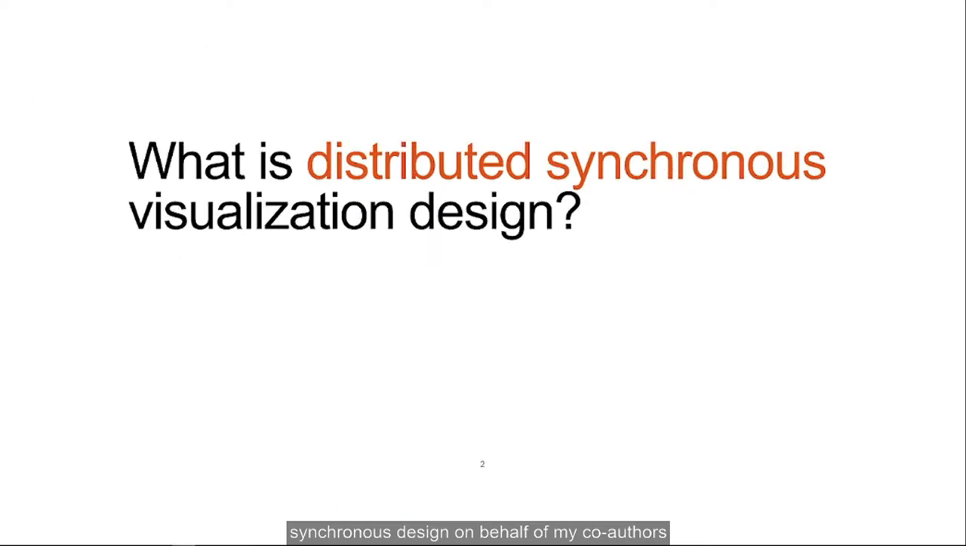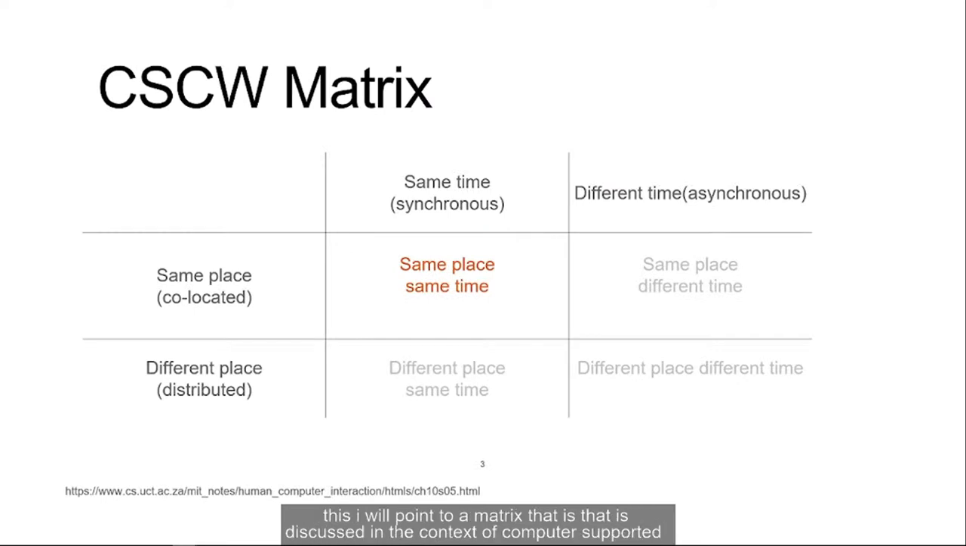So what do we mean by distributed synchronous visualization design? Well, to help me define this, I will point to a matrix that is discussed in the context of computer-supported collaborative work. This is the CSCW matrix. It's a table that shows possible configurations of time and place in which groups collaborate. It's a framework that helped us to identify our situation and draw relationships from our objective to design visualizations to other collaborative contexts.